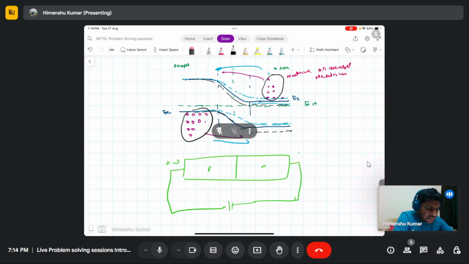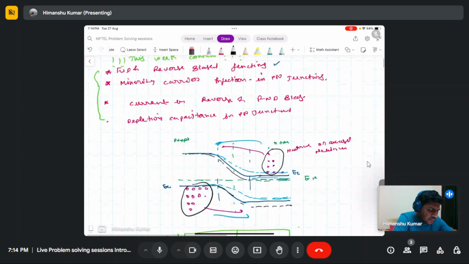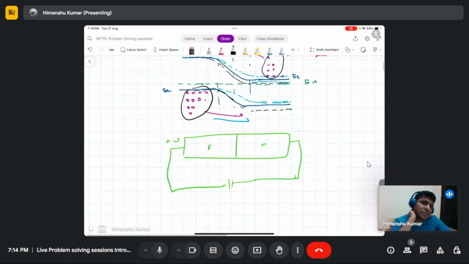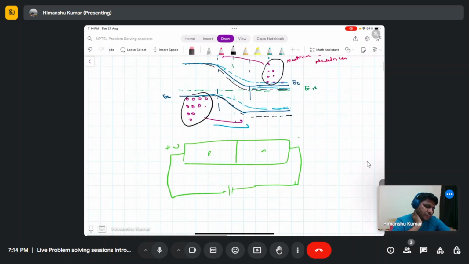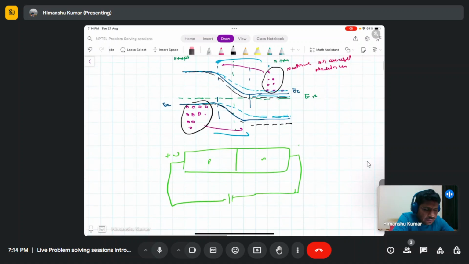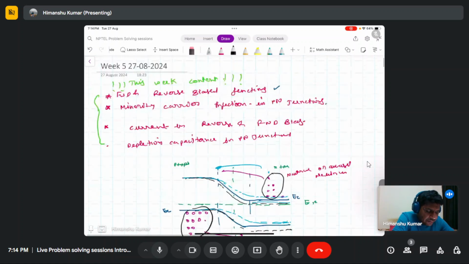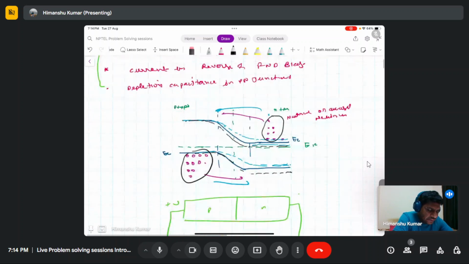So that is a quick summary of what happens to the PN junction when you apply a bias.